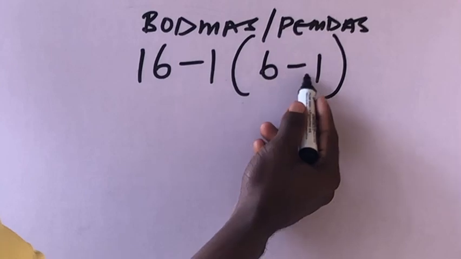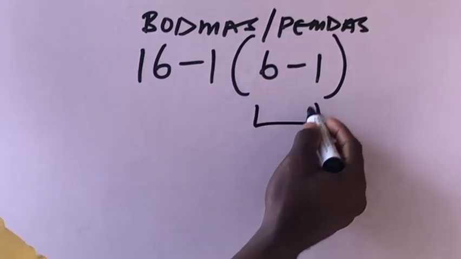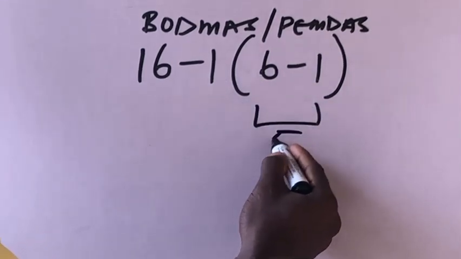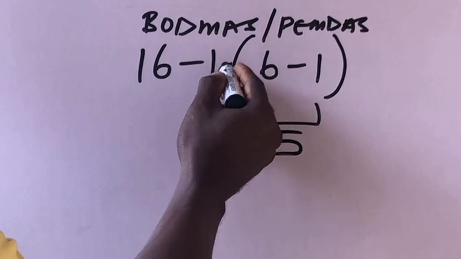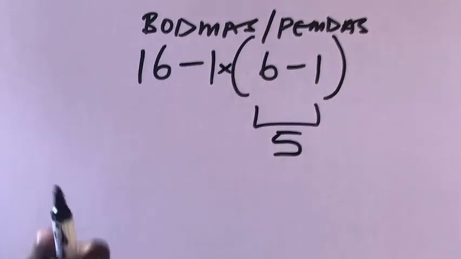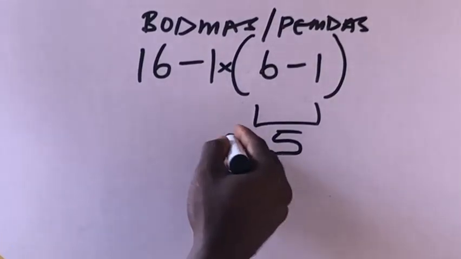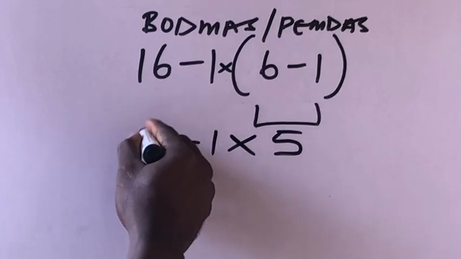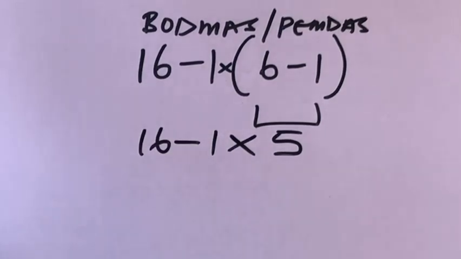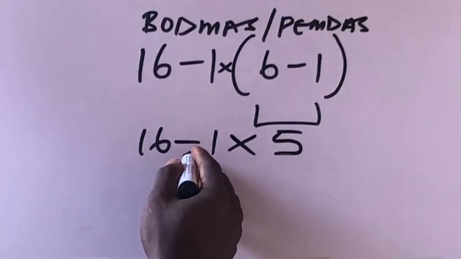6 minus 1, sorry, will give us what? 5. Remember there's an invisible multiplication here. When a number is close to a parenthesis, it means you have to multiply. So we put our times here. 1 times 5 is 5. In our order of operation, multiplication comes before subtraction, so we have to multiply first.